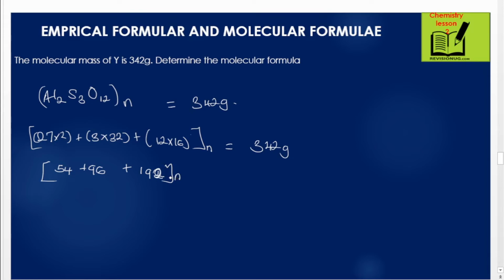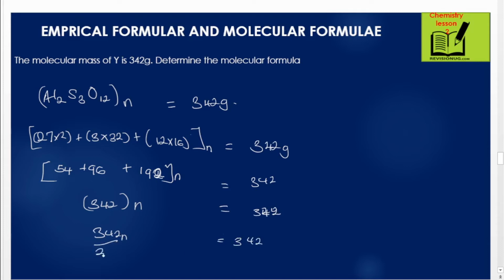So the first one was 27 times 2, which was 54, right? Now we are going to add that 54, then plus the 96, then plus 192. This is giving us 342 into our n. This is equal to 342. Then this is going to be 342n is equal to 342.